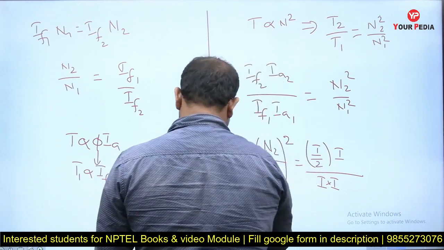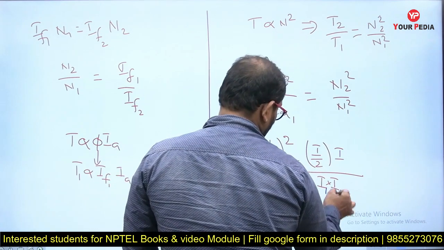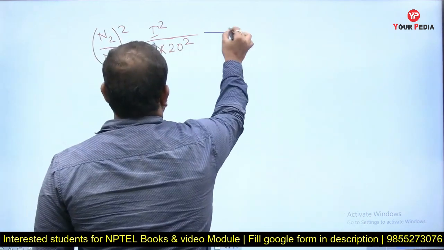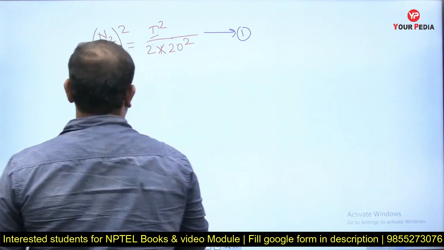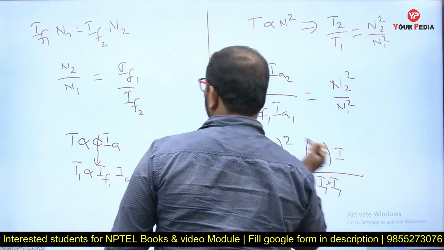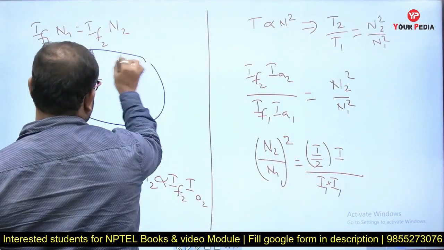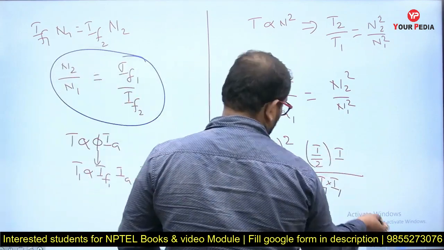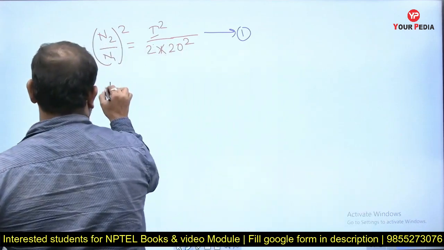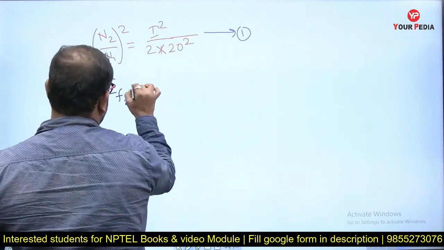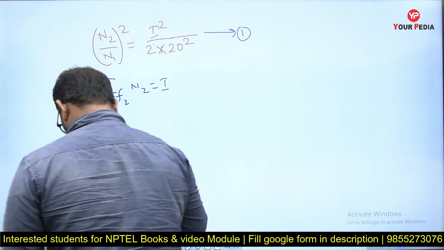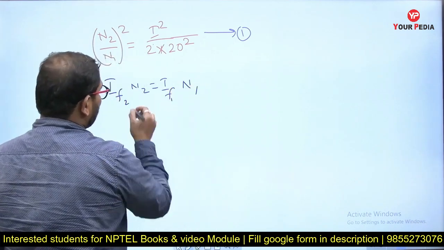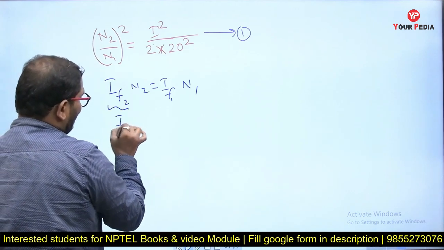Now let me rewrite this one as I1, because the two currents will be different, right? Now this is the equation. Let me take this as equation 1. From this equation we can calculate the next additional data. So N2 into If2 equals N1 into If1. So If2 into N2 is equal to If1 into N1. What is If2? It will be I by 2.